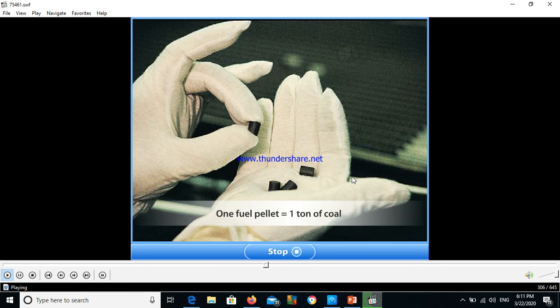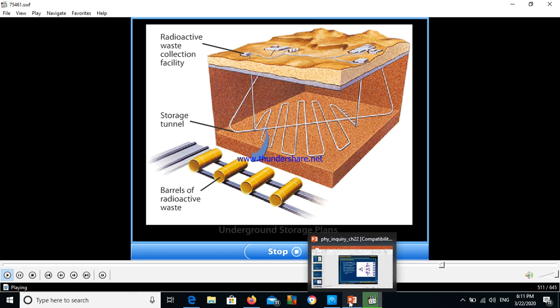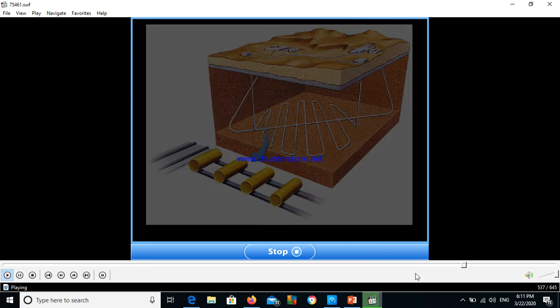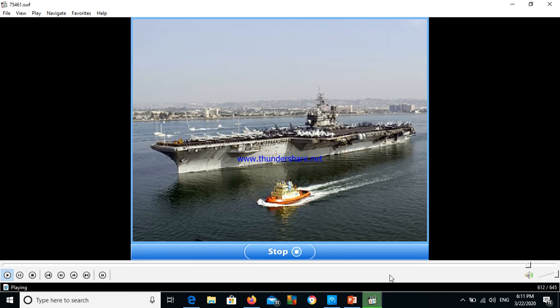One fuel pellet of uranium releases as much useful energy as 1 ton of coal. The waste created by the process is also small in size. It is, however, radioactive and will remain so for thousands of years. Methods for transferring and storing these wastes are key challenges in the use of fission as an energy source. Currently, 20% of the electricity used in the United States is produced by fission. It also powers the largest ships and submarines in the U.S. Navy.